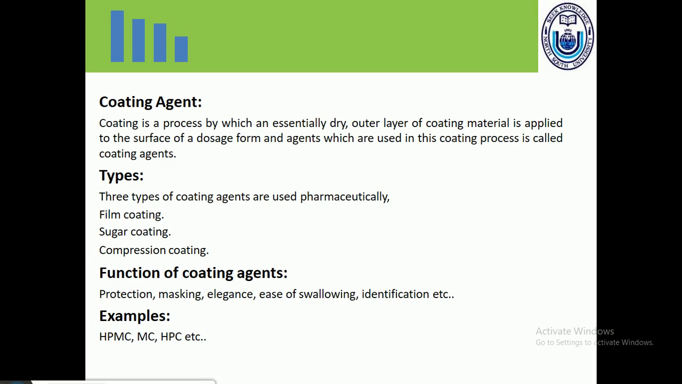Different types of coating agents are used pharmaceutically. The first one is film coating, sugar coating, and compression coating. And these are the functions of coating agents: protection, masking, elegance, ease of swallowing, and identification. As we have discussed before, these are the examples of coating agents. The first one is HPMC, hydroxypropyl methylcellulose, and HPC, hydroxypropyl cellulose. These are different types of coating agents which are used in formulations.